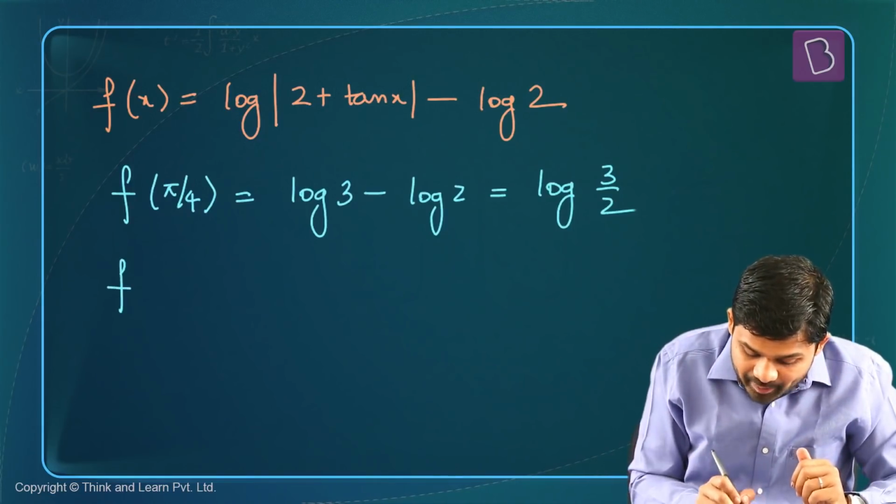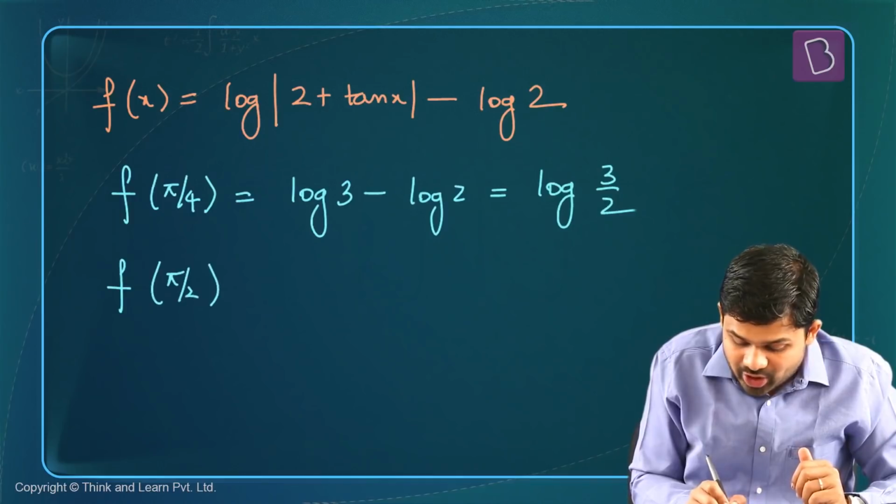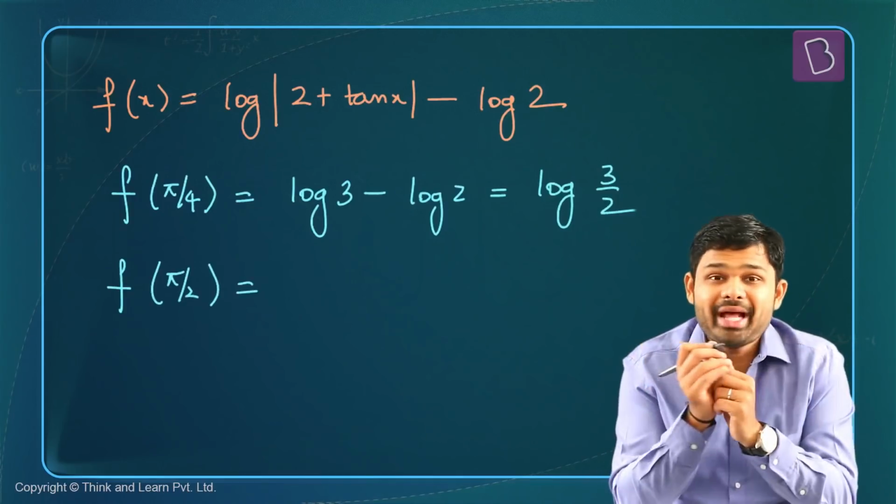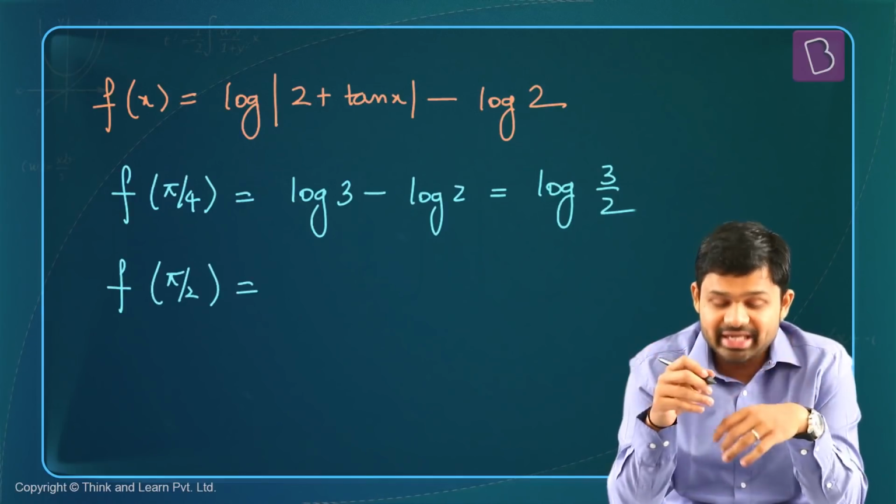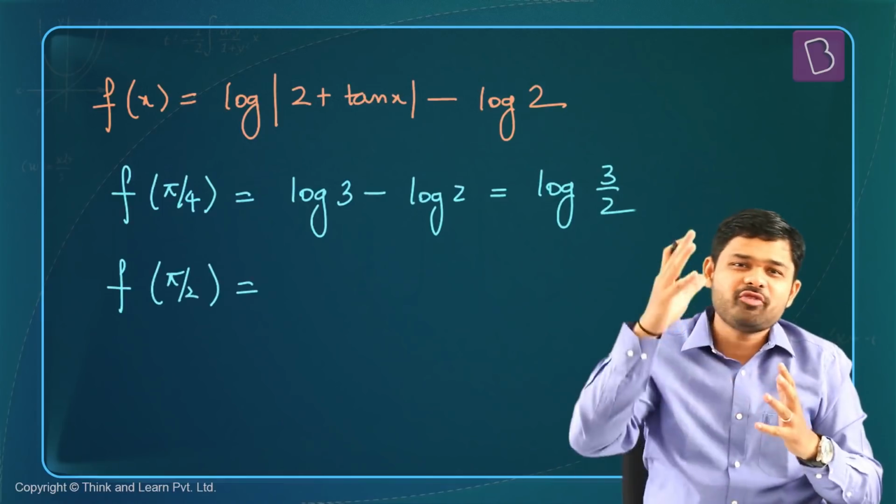Then what is f of pi by 2? Well, at pi by 2, what happens to tan x? Tan x goes to positive infinity, log of positive infinity.